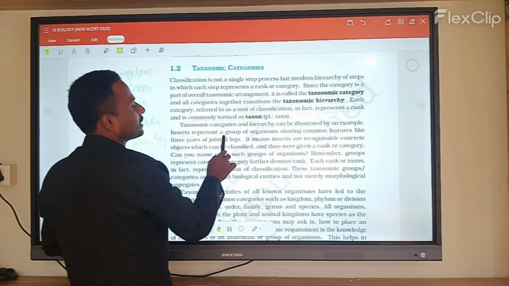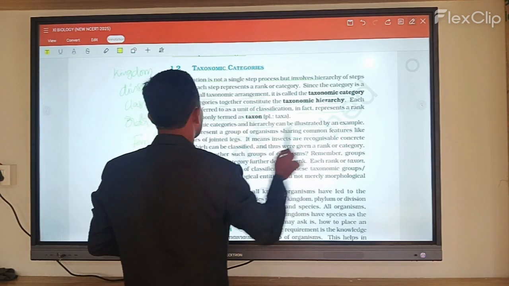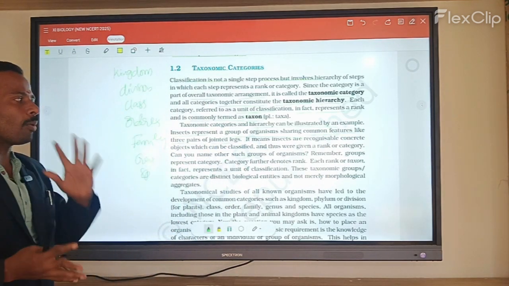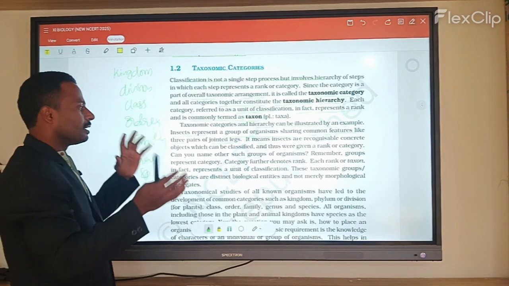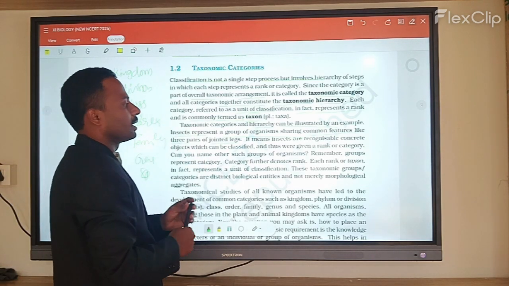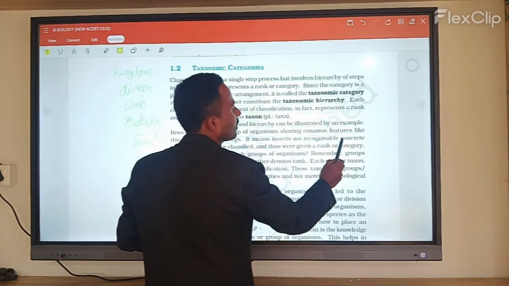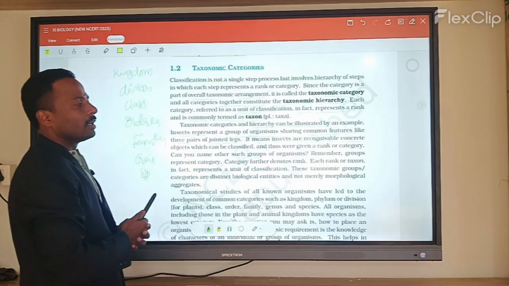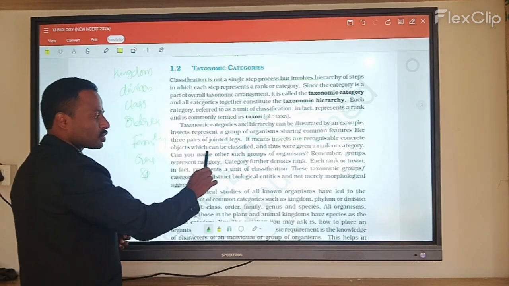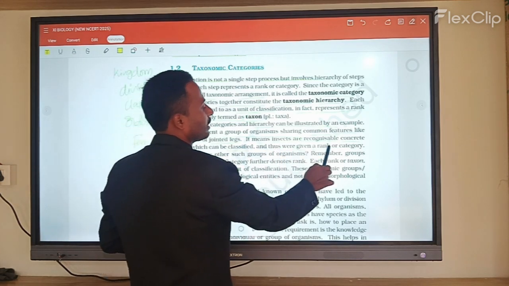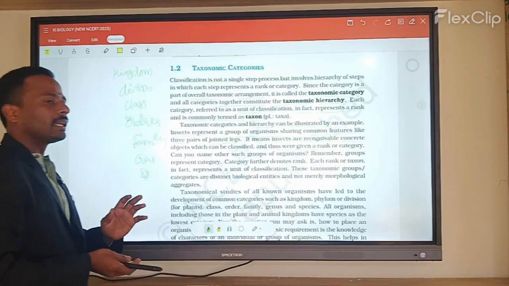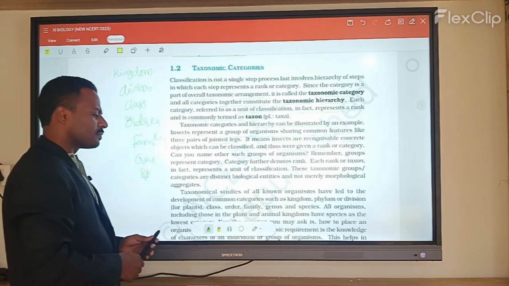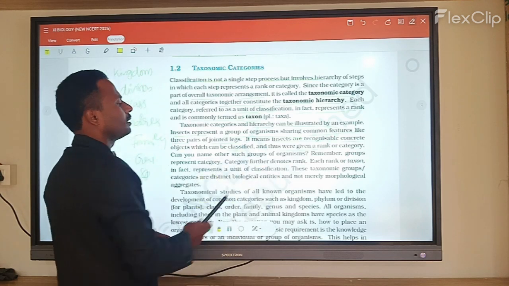The insects represent a group of organisms sharing a common feature, like three pairs of jointed legs. So here, organisms with more common features we join into one group. For example, the insect category is recognized as a concrete object which can be classified and given a rank or category. So the insects all contain jointed legs. So these categories are kept in separate groups.